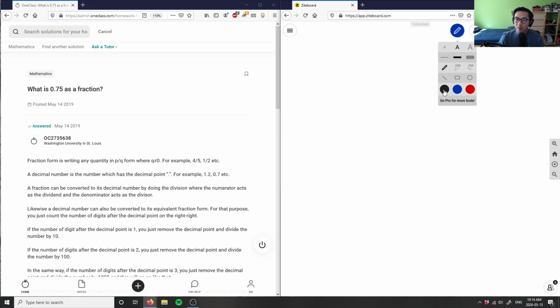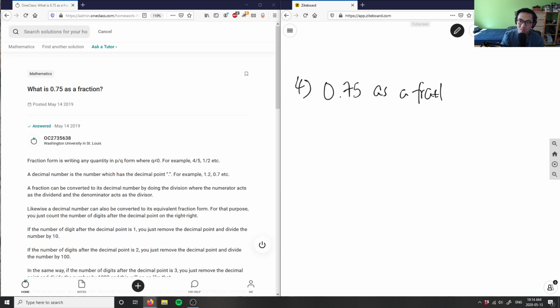Okay, number 4. What is 0.75 as a fraction? So in order for me to convert, this here is a decimal, right? I have a decimal place like so. So how do I convert this? Well, I want to go from a decimal to a fraction, right?